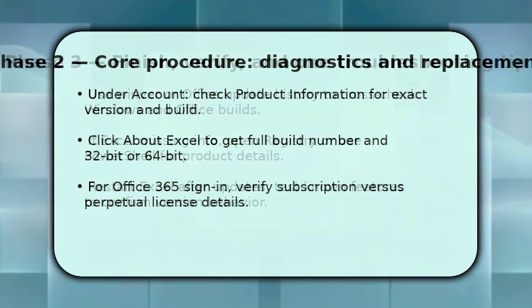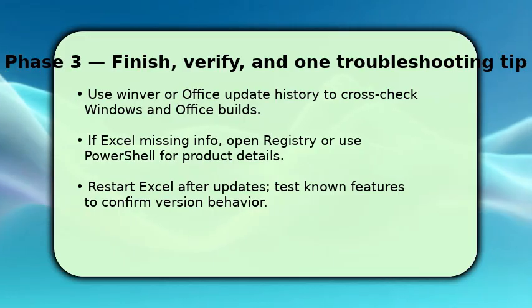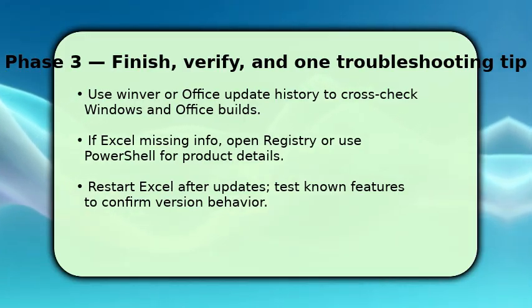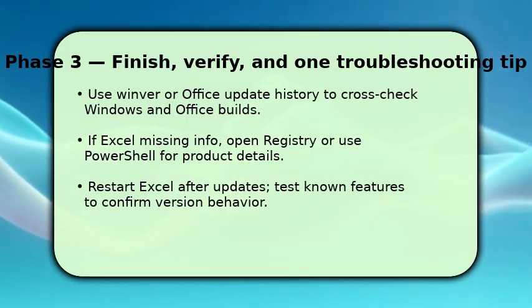Finally, perform cross-checks. Run WinVer for Windows build parity and review Office update history to confirm recent patches. If Excel hides version info, open the registry or run PowerShell commands to query installed Office product GUID.